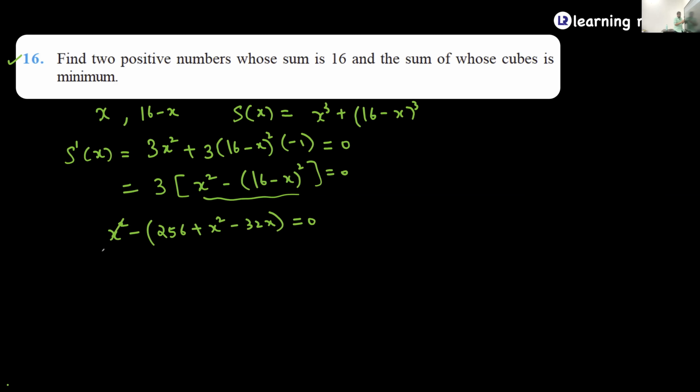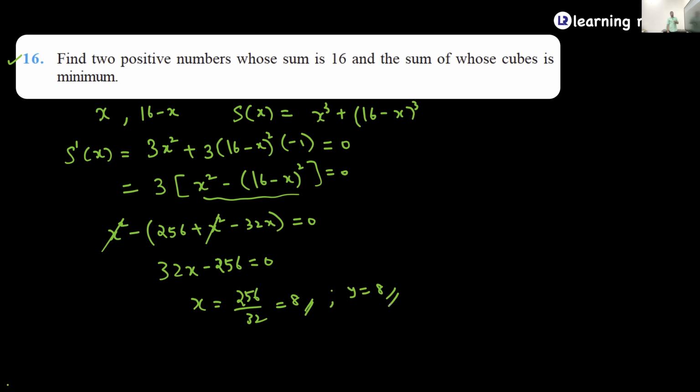So if you observe, x square and x square will get cancelled because you will get a minus sign inside. So what will you have? 32x minus 256 is 0. So what will be the value of x? 256 divided by 32. How much is it? It's 8. So x is equal to 8, then y will also be equal to 8.